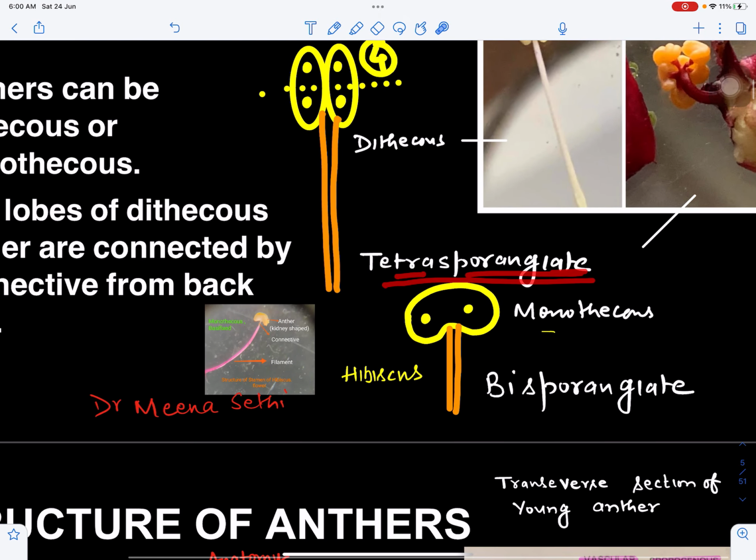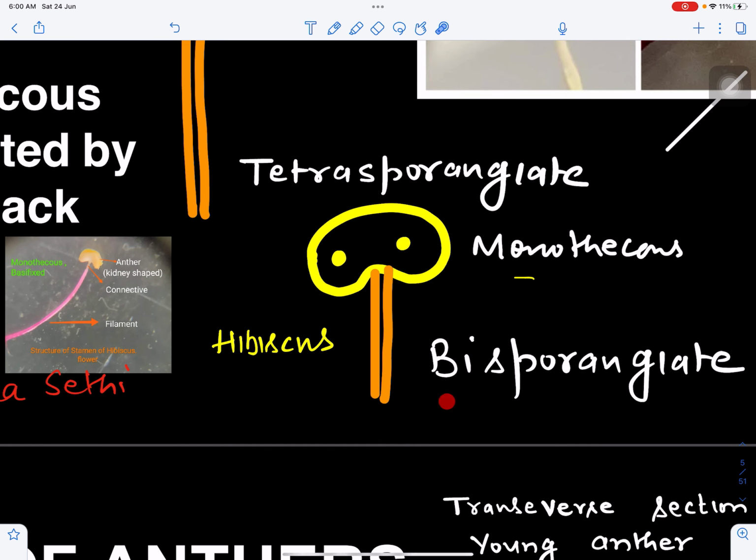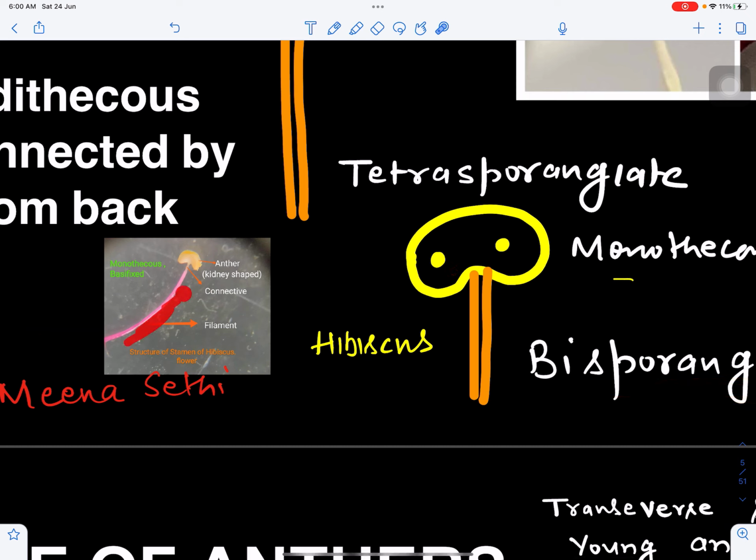And if we see the monothecous anther, there will be two groups of sporogenous tissue. So this is called bisporangiate, meaning two groups of sporogenous tissue are present. This is the structure of the monothecous anther. Here we can see it is attached to the filament like this. Its shape is kidney shape. And this part, the sterile filament, will continue and attach to the lobe, whether they are two or one.